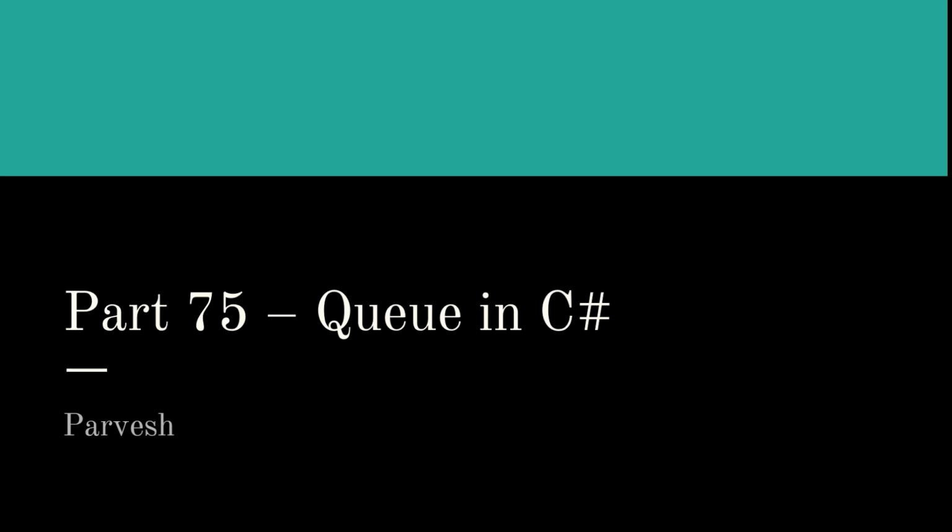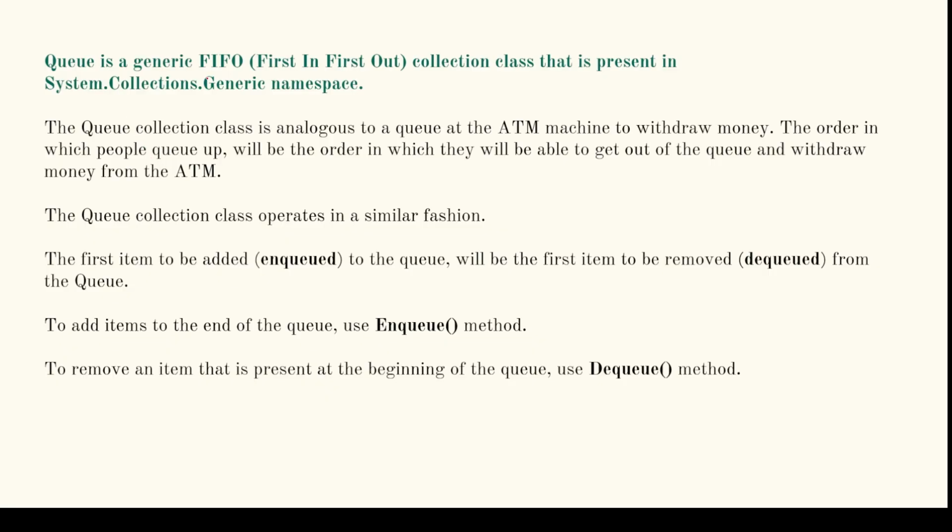In this video, we will see what is a queue in C Sharp. Queue is a generic FIFO. We call it FIFO also. It stands for first in, first out collection that is present in the System.Collections.Generic namespace.